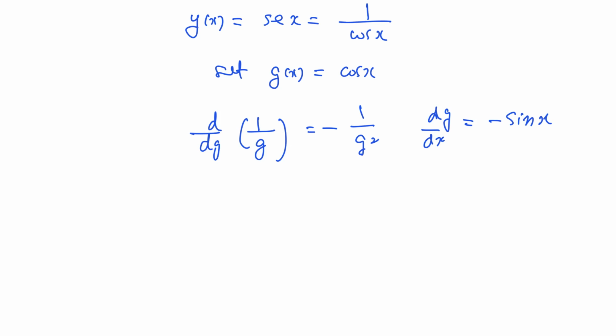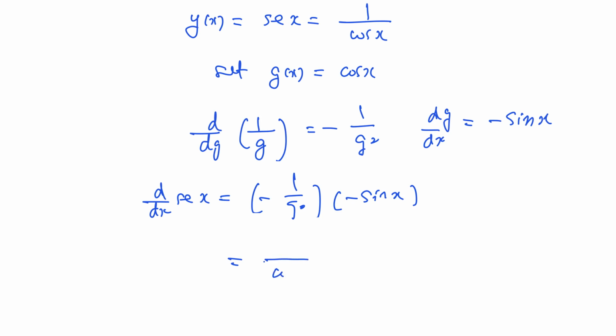So d/dx of secant x is actually minus 1 over g squared times minus sine x, which is sine x over cosine squared x, which is sine x over cosine x times 1 over cosine x, right? So this is tangent x secant x.